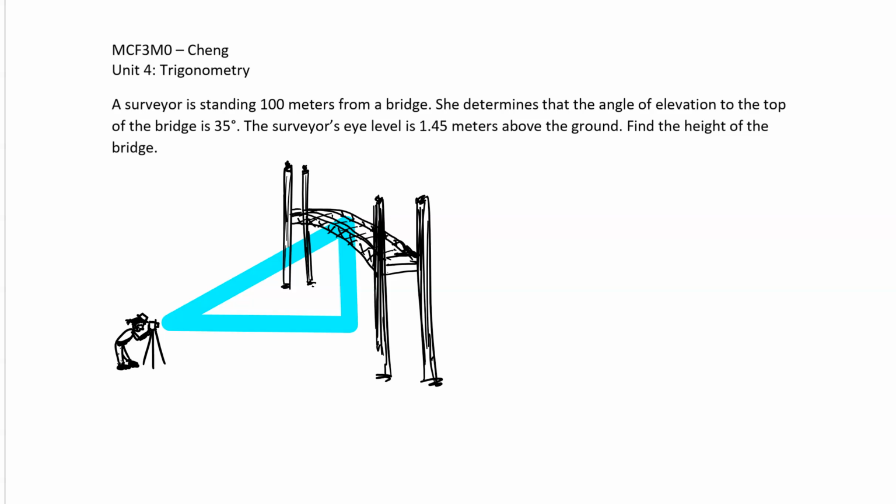So you can see there's some details being put in here, some little tricks. 100 meters from the bridge, she determines that the angle of elevation to the top of the bridge is 35 degrees, and the surveyor's eye level is 1.45 meters above the ground. Find the height of the bridge. Okay, so let's do that.